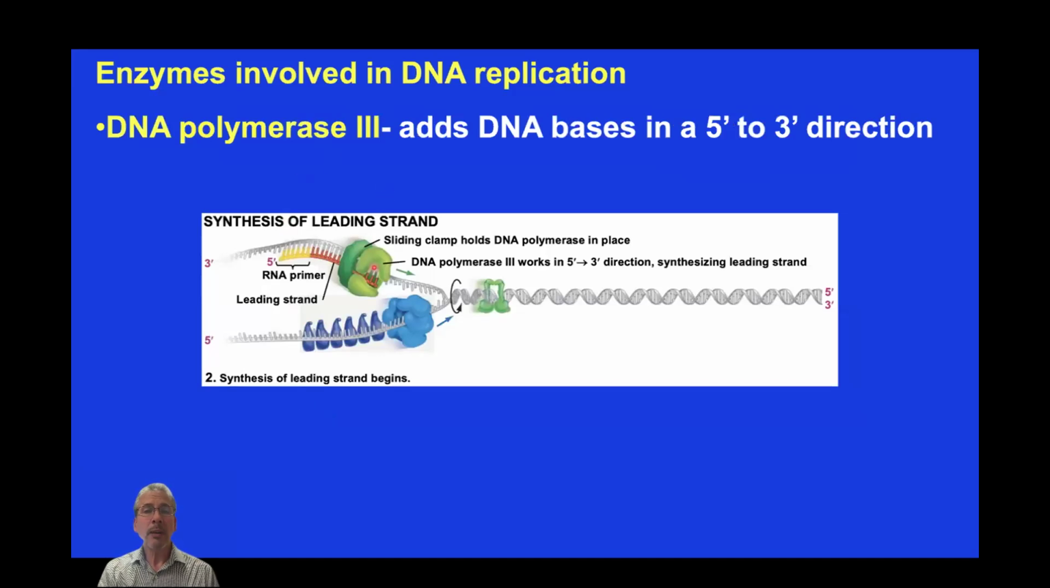DNA polymerase III can come along, and it can add DNA bases, again, in a 5 to 3 direction. So that's what's illustrated here, this green molecule, that's DNA polymerase III. The DNA bases are shown here in red.